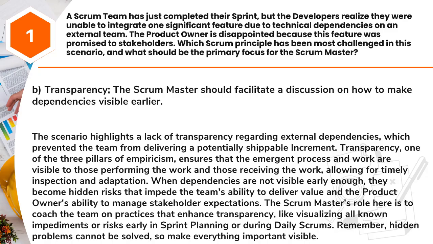When dependencies are not visible early enough, they become hidden risks that impede the team's ability to deliver value and the product owner's ability to manage stakeholder expectations. The Scrum Master's role here is to coach the team on practices that enhance transparency, like visualizing all known impediments or risks early in sprint planning or during daily scrums. Remember, hidden problems cannot be solved, so make everything important visible.